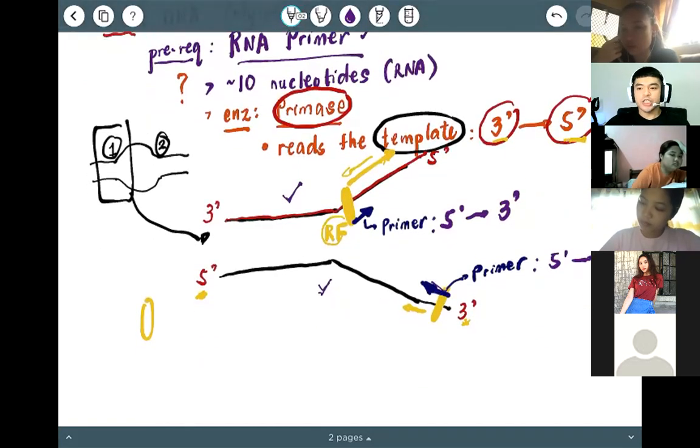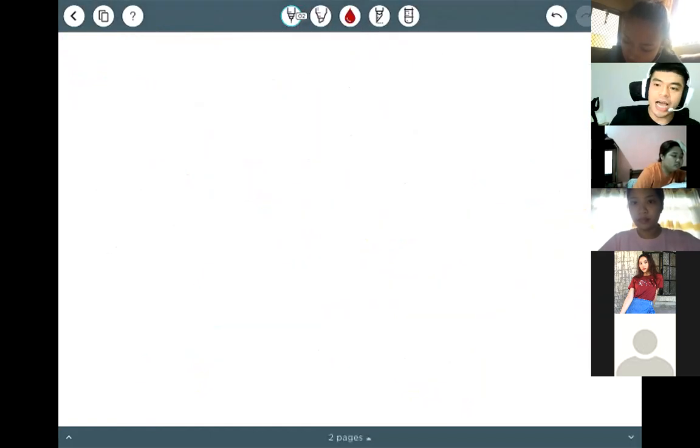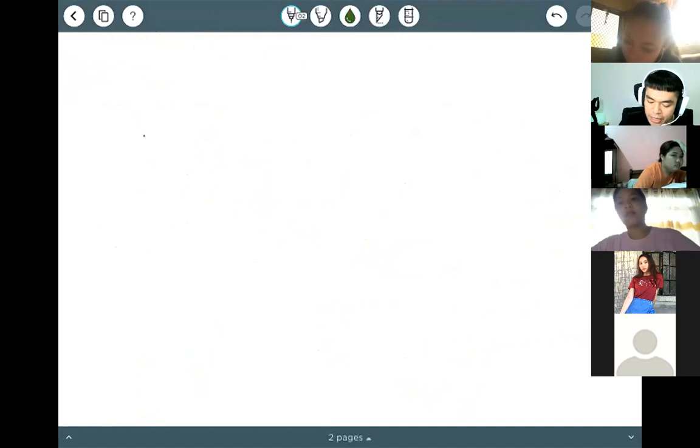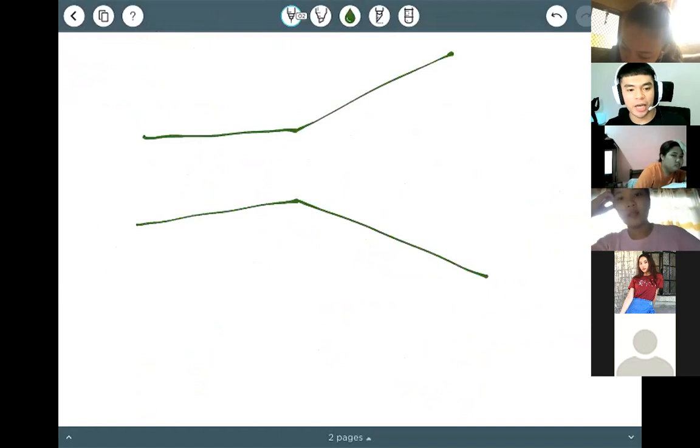So next, malaking check na tayo sa RNA primer. Pag meron nang RNA primer, ready na ang polymerase enzyme. So dito tayo ngayon sa polymerase. I-draw ulit natin upang magets. So halimbawa, we have the replication fork.